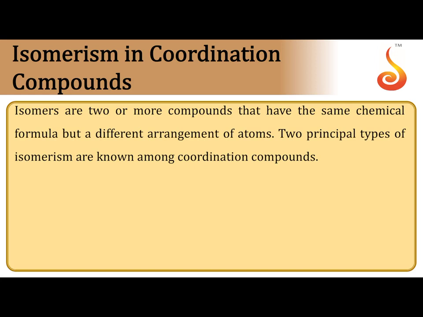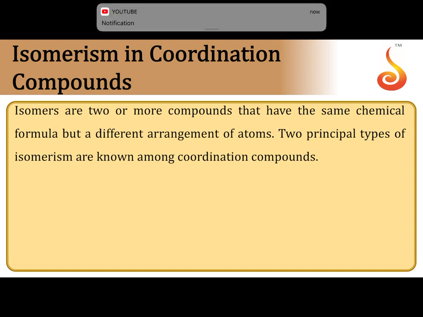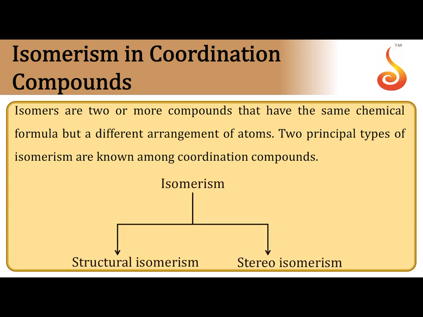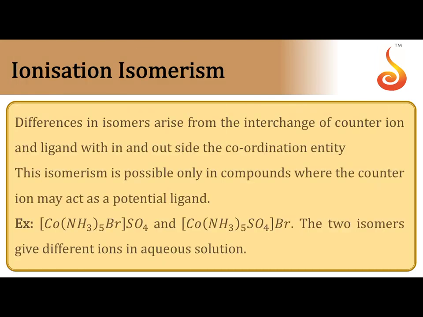Next, isomerism in coordination compounds. Isomers are 2 or more different compounds with the same molecular formula. The isomers are 2 types, structural isomers and stereoisomers. Here stereoisomers are 2 types, geometrical isomers and optical isomers. Coming to structural isomerism, only the structure is different for 2 isomers. These are divided into various types. First, ionization isomerism.